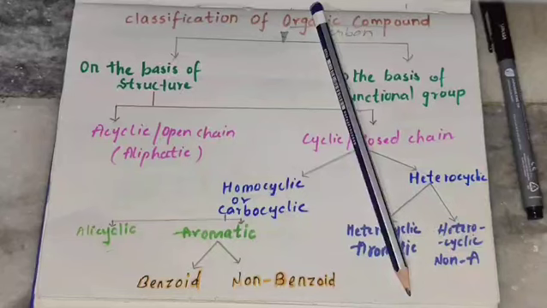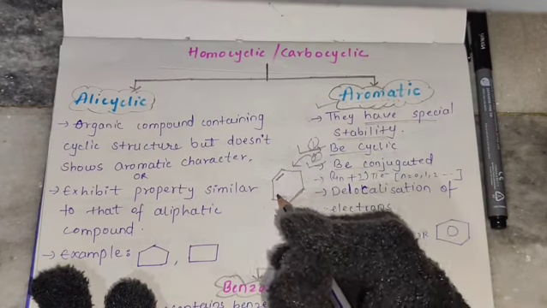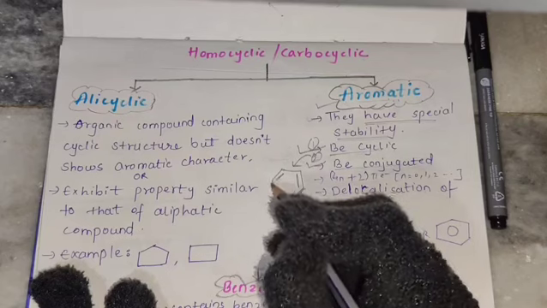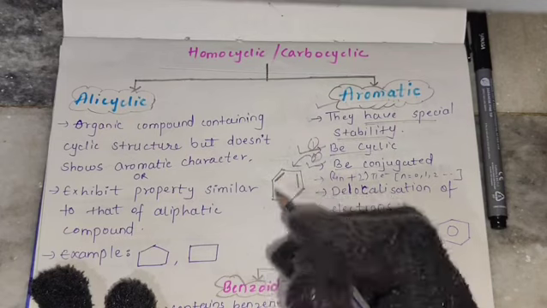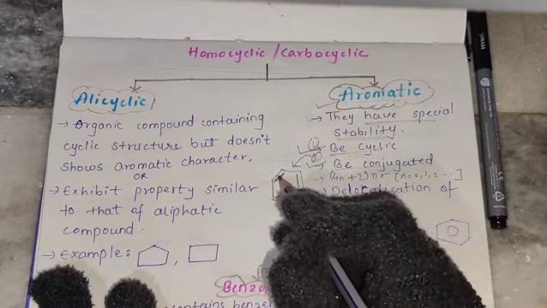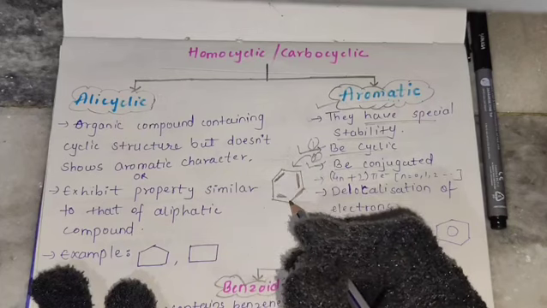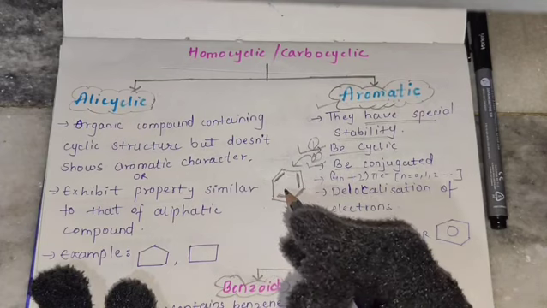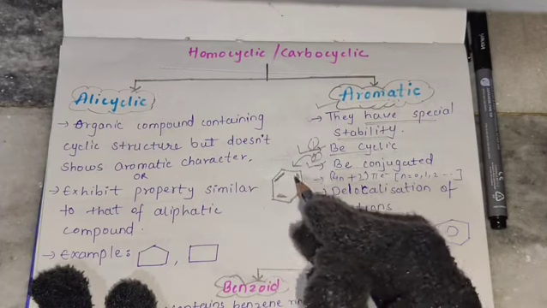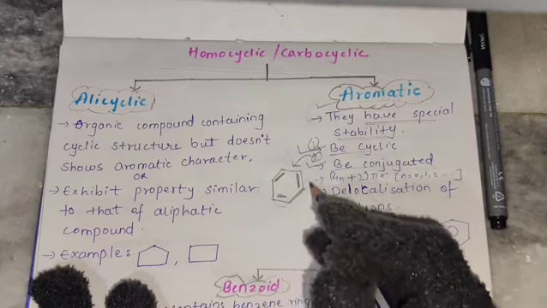So see here, suppose I draw this ring, okay, this ring, and if I draw double bonds at the alternate position, this is a single bond. Okay, then if I draw one more bond, then it will become a double bond. So if I draw double bonds at alternate positions, that means double bond, then single, double, single, double, single, alternate single and double bonds, then that type of compound will show conjugation. Okay, this is a conjugated compound or conjugated structure.